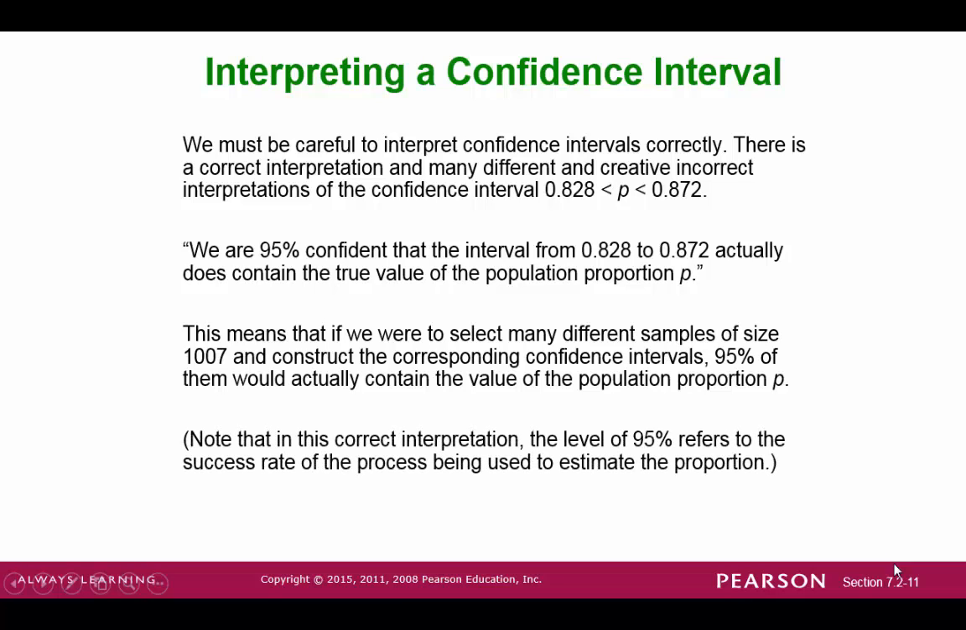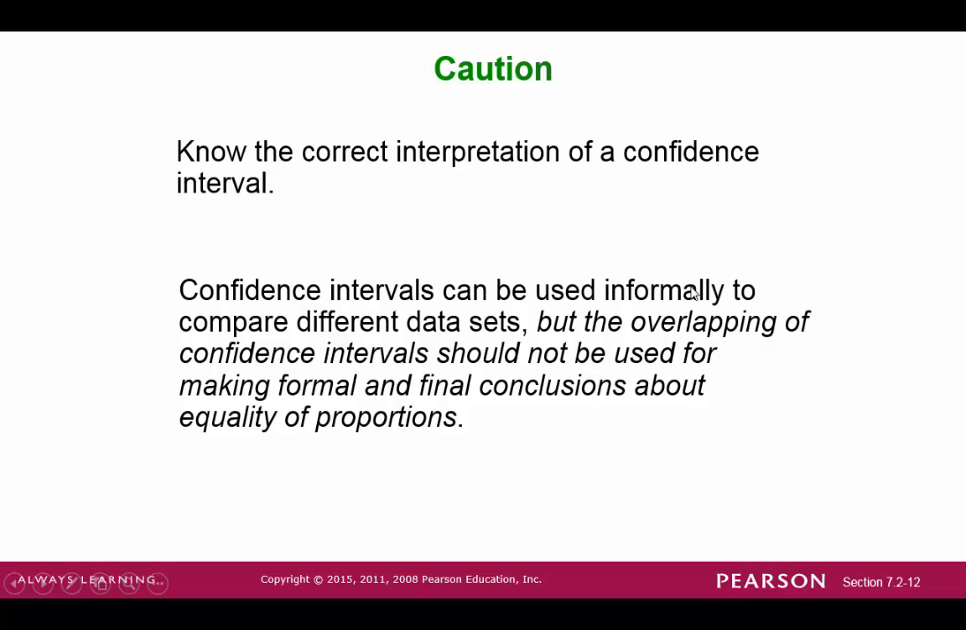So this is how we want to write our confidence interval. We want to focus on this phrase that we are 95% confident that the interval from whatever the two numbers are actually does contain the true value of the population proportion. So it's important that we interpret this properly. Confidence intervals can be used informally to compare data sets, but overlapping of confidence intervals should not be used for making formal or final conclusions about the two proportions being equal.